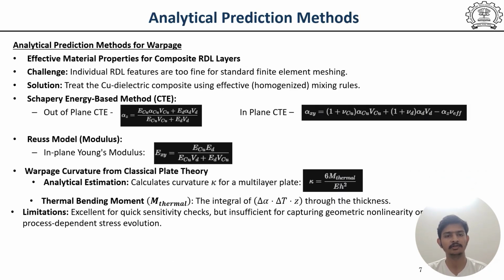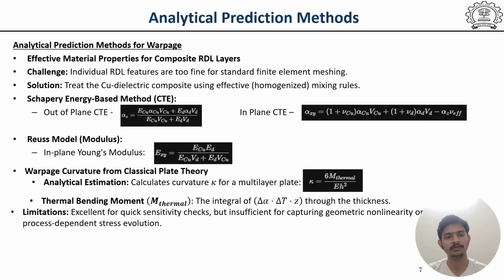Moving on to the next slide, to mathematically predict this warpage, analytical methods are our starting point. When simulating redistribution layers, or RDLs, meshing every tiny copper trace and via is computationally impossible. Instead, we use homogenization, treating the complex copper dielectric layer as a single, uniform composite material. We calculate the effective CTE using the Schapery energy-based method. Because these structures are anisotropic, we calculate the out-of-plane CTE and in-plane CTE, factoring in Poisson's ratio to account for the mechanical responses across the planes.